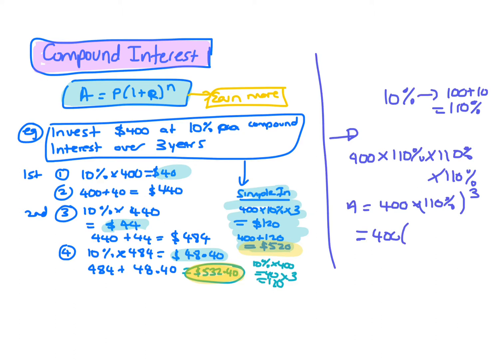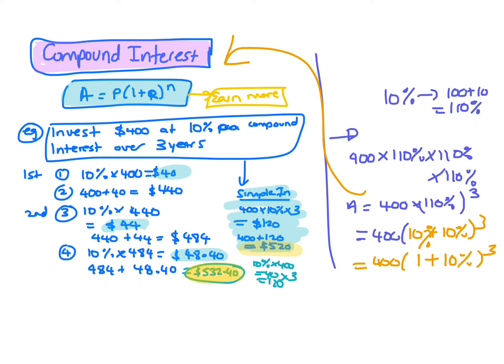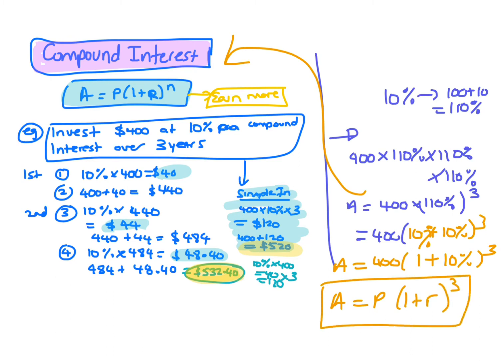See how I'm trying to get the formula that is there. So 400 times 100% plus 10% to the power of 3. 100% is 1, so that's 400 times (1 plus 10%) to the power of 3. If you have a really good look at that, that's the same as A equals P times (1 plus R) to the power of n, which is your compound interest formula. That 1 just stands for 100%, and then you're adding on the percent, which is the R, and you're doing that n times.